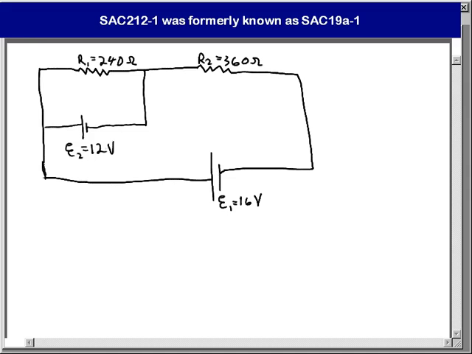Okay, SA16A number 1. We're given this circuit diagram and asked to find the voltage across and the current through each of the resistors.